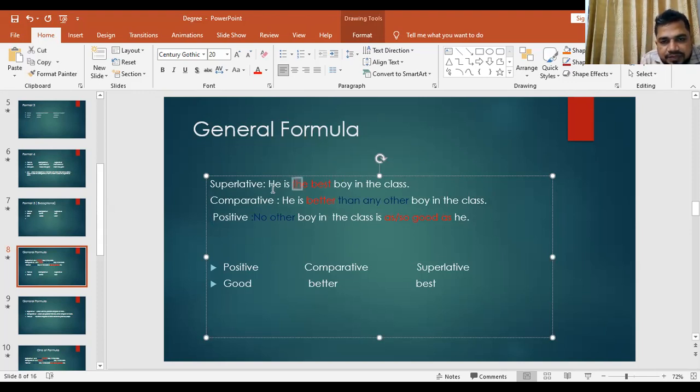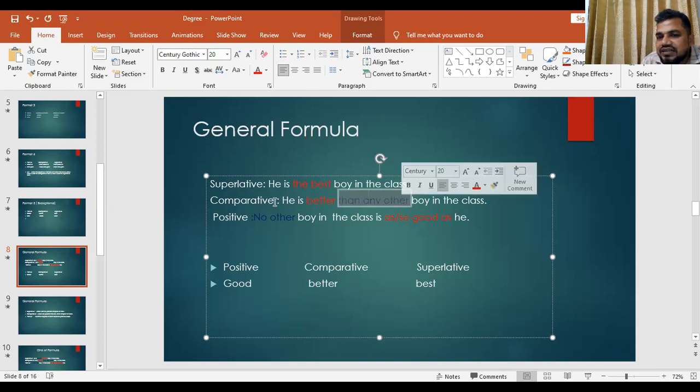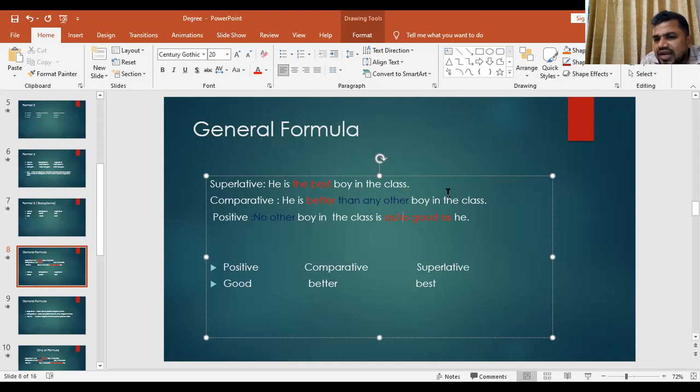The best, that means you will always remember that before the superlative form you have to use the article the. The best, the best. Okay. And in the comparative degree, we change best to better, and you have to add than any other. That means the best has been better. He is the best has been better. Then you have added than any other for the general formula. You have to remember this. Then you write the rest of the sentence: boy in the class, boy in the class.